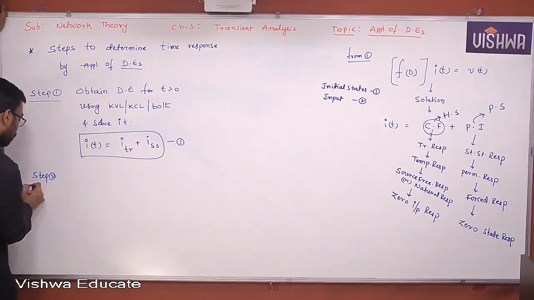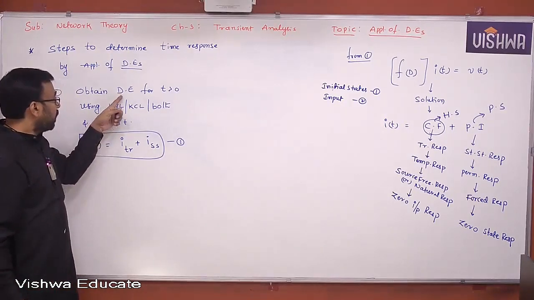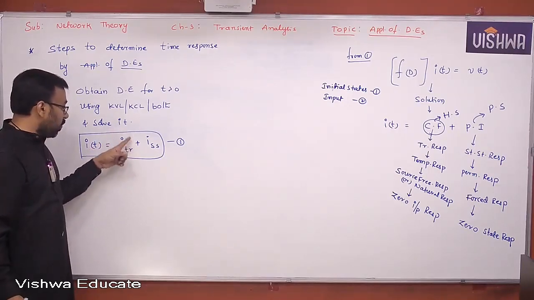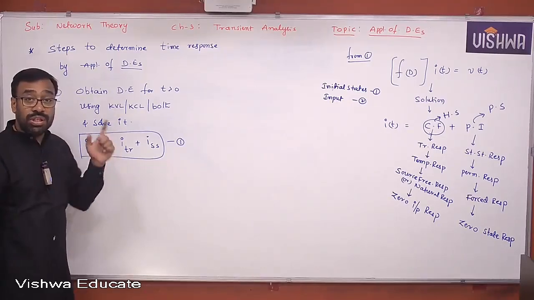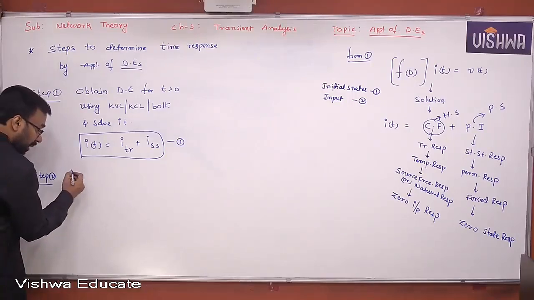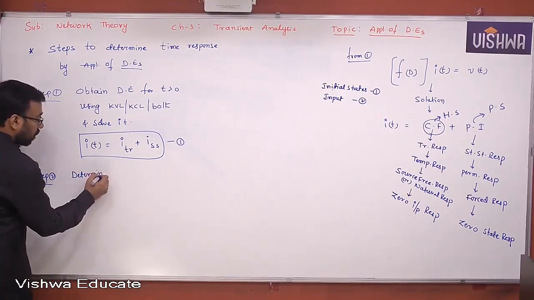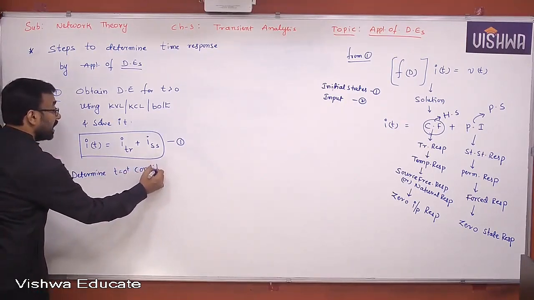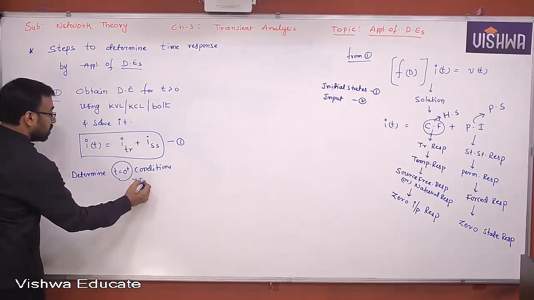Step 2. See, when you solve this particular differential equation, you get the solution like this. But I_TR consists of what? Arbitrary constants. Those arbitrary constants can be determined only using what? Initial conditions. That is why we determine the t equal to 0 plus conditions. That means initial conditions.